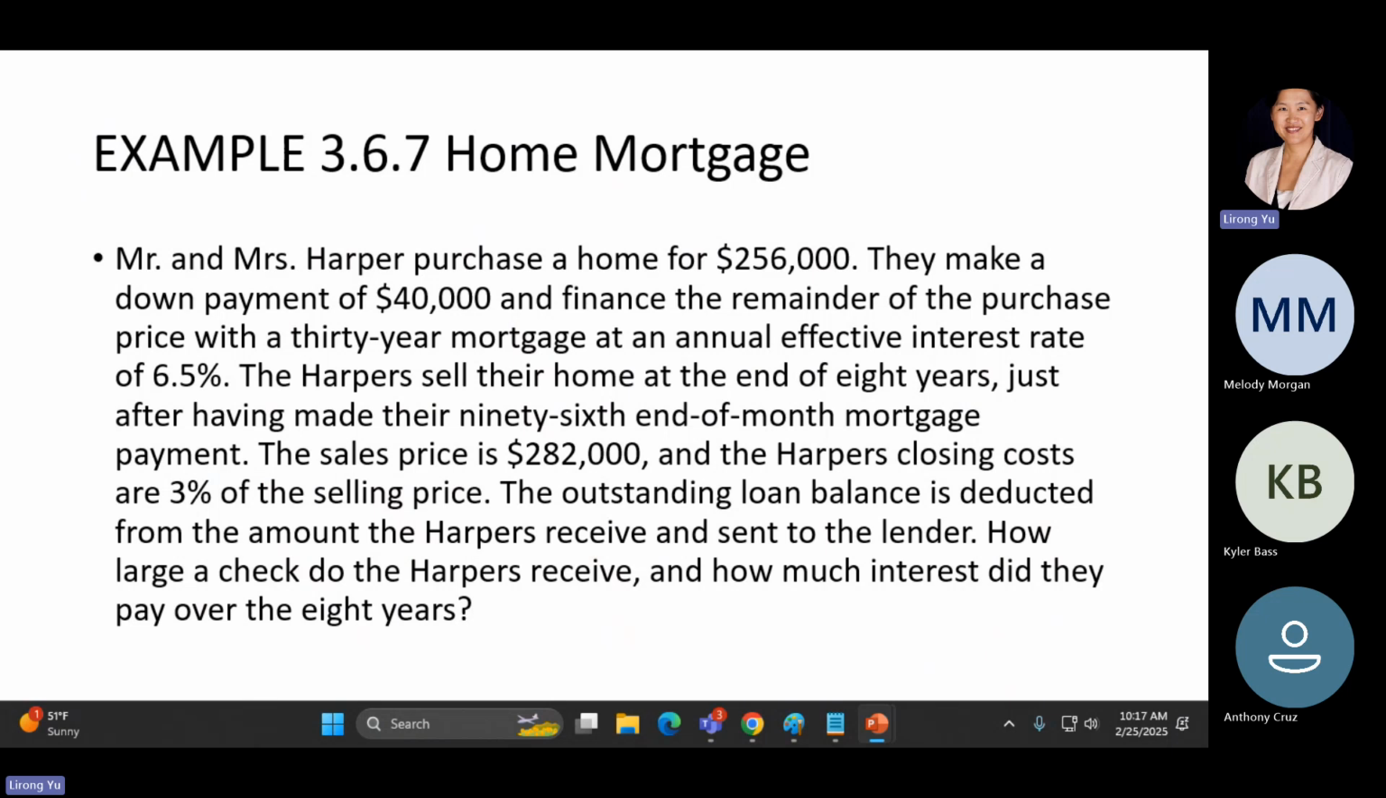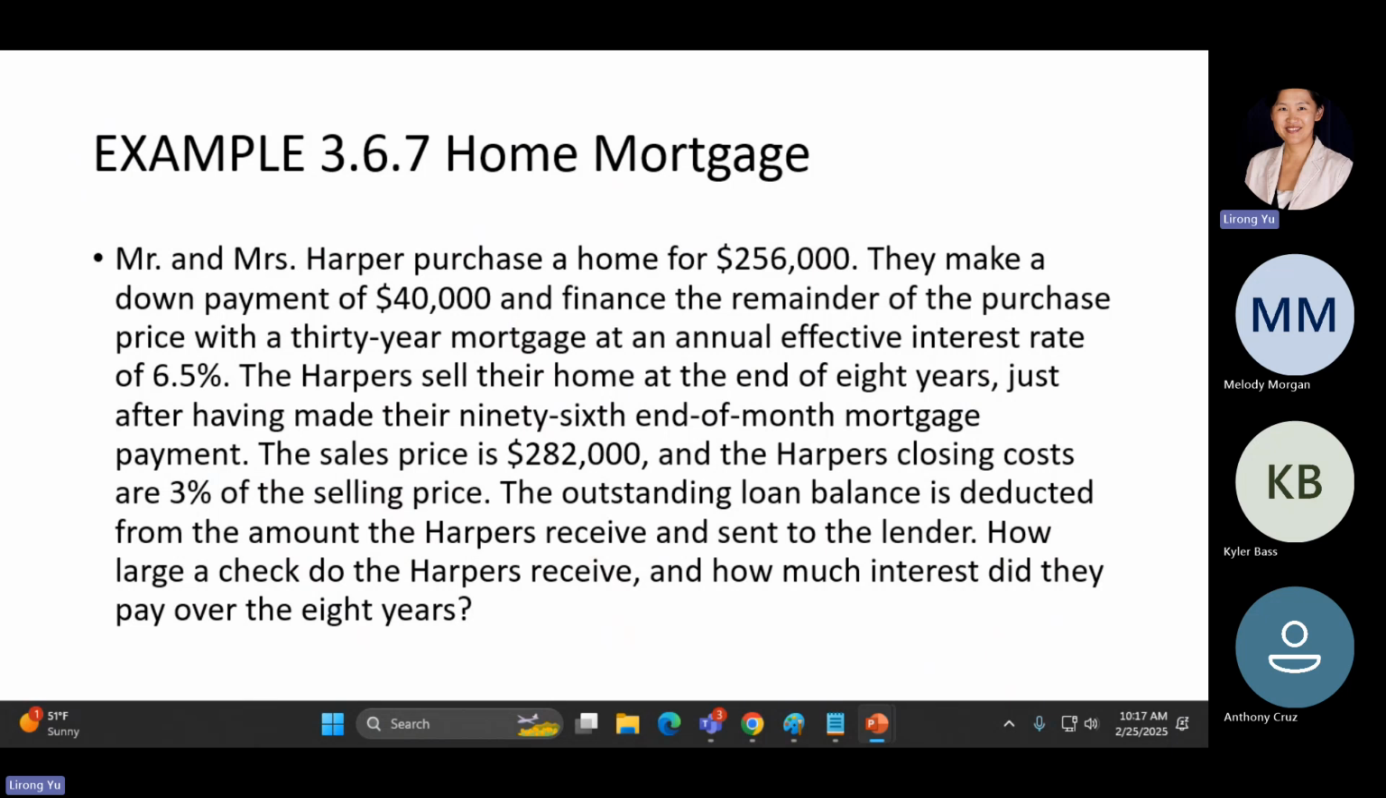Just after they make their 96 end-of-month payments. If they're paying per month, 96 payments divided by 12 is 8 years. That's exactly 8 years. So the outstanding balance will be OBL96 in that case, since they are end-of-month payments. The sales price is 286.